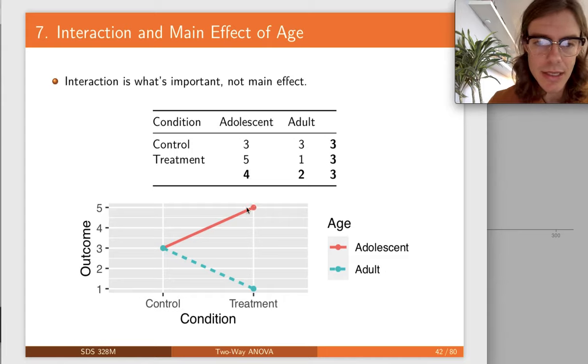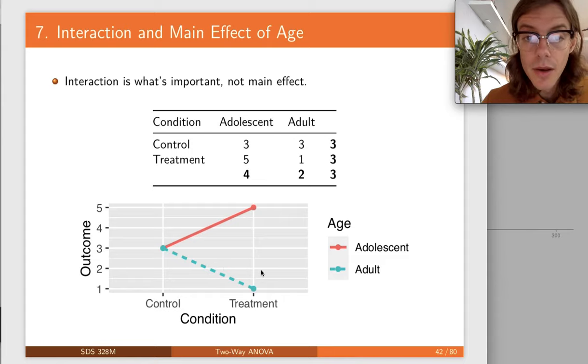So for adolescents, if you average regardless of what treatment they're in, so average the adolescent dots, that's 5 and 3, so they have an average outcome of 4. Average the adult dots, that's 3 and 1, so that's 2. So the average for the adolescents is 4, average for adults is 2. But it doesn't look like the treatment's working, right?